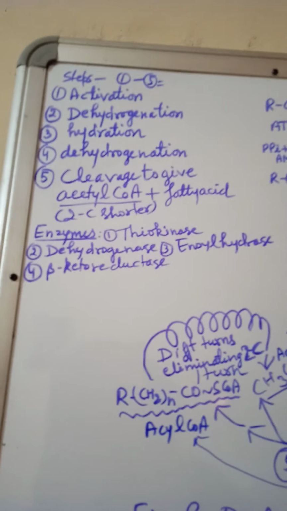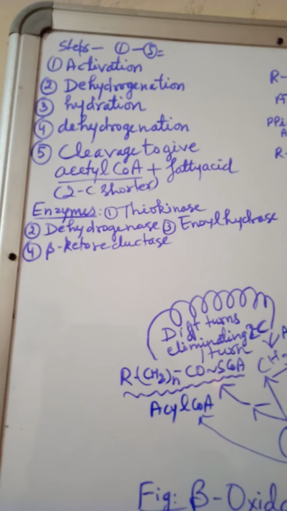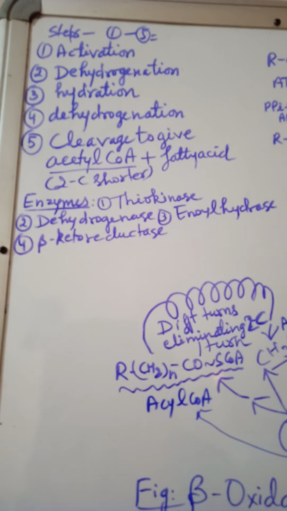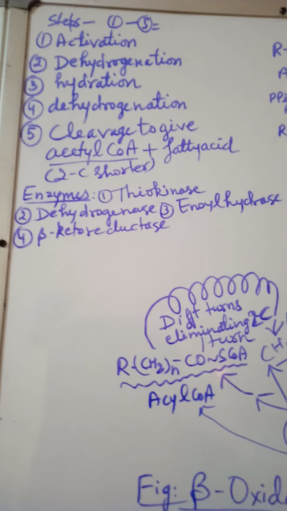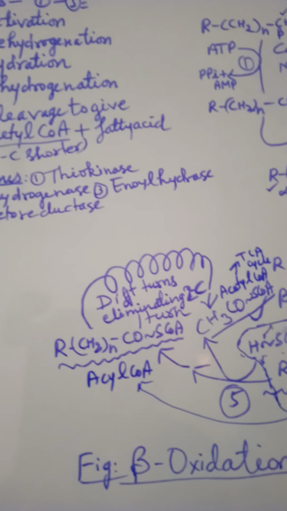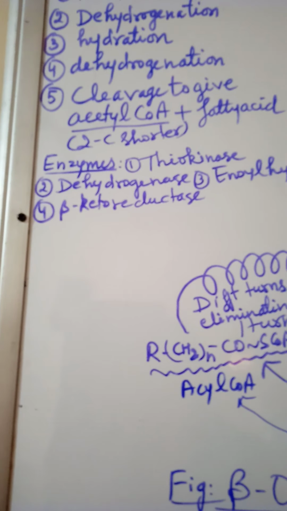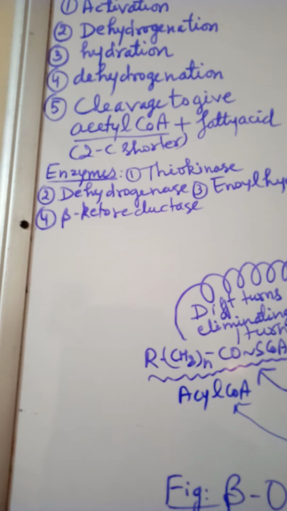Now what are the enzymes that play their role during each and every step? For the first step we have thiokinase, for the second step dehydrogenase, for the third step enoyl hydrase, and for the last step beta keto reductase.